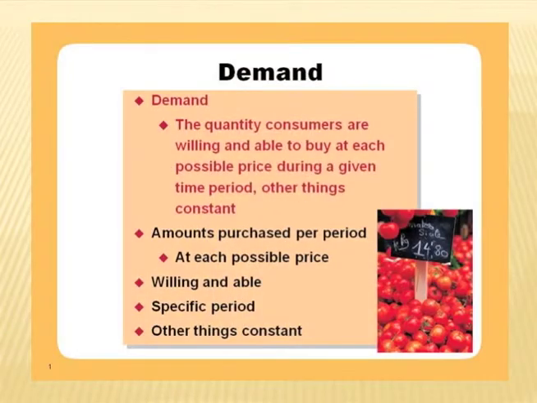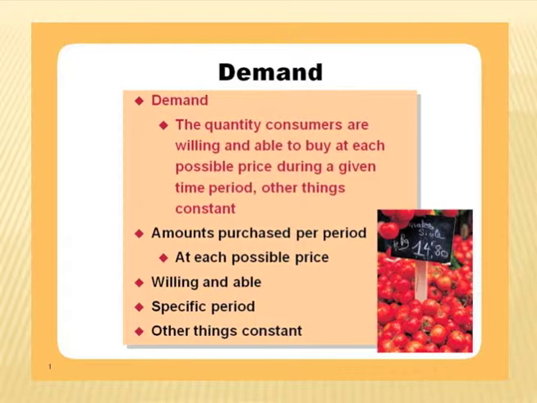So what we're really trying to do is characterize the behavior of the buyers. How do buyers react? And we're going to try to cut that down to the minimum number of variables. And that's exactly what demand talks about. So let's first talk about, well, what is demand? Demand is the quantity consumers are willing and able to buy at each possible price during a given time period, other things constant. Now that's a whole mouthful, and the reason is that we want to be able to characterize the behavior of a buyer of a good or service when the only thing they're thinking about is price.